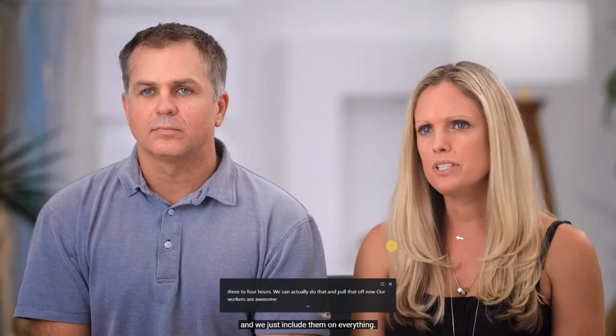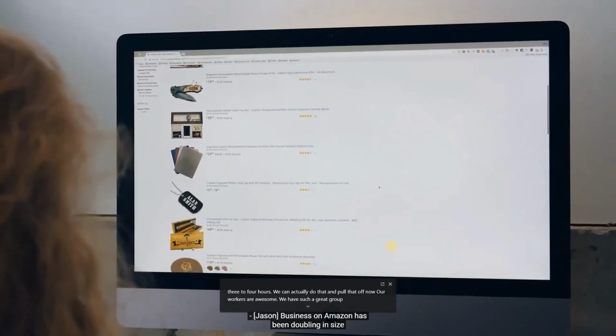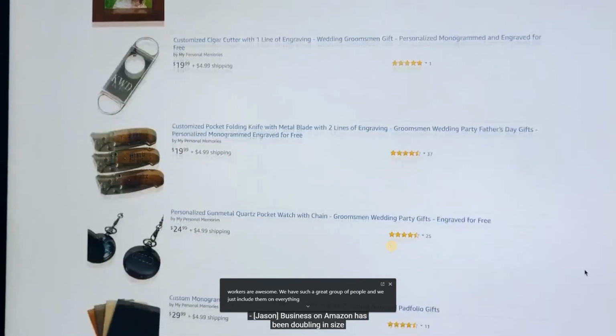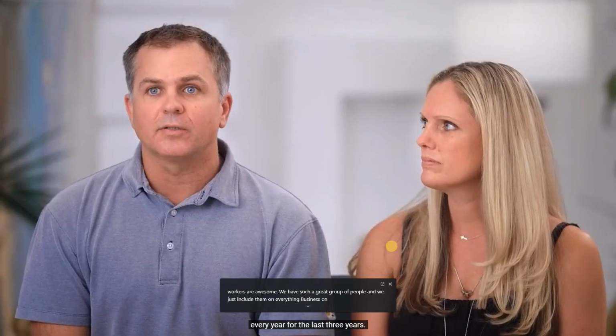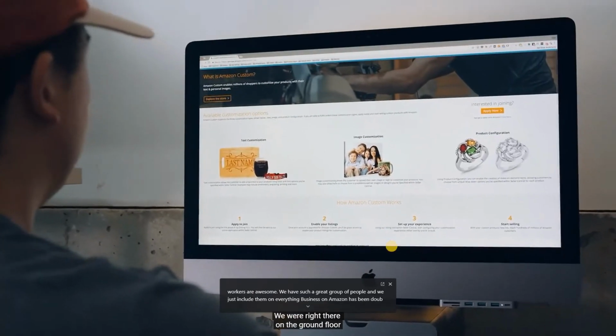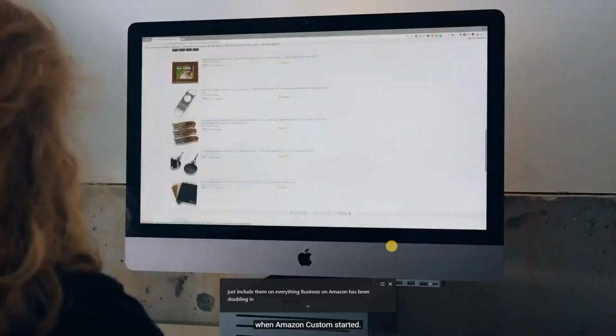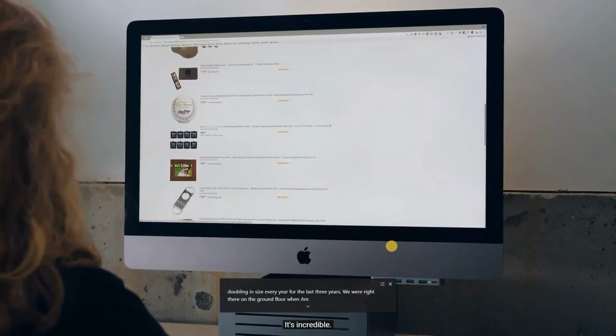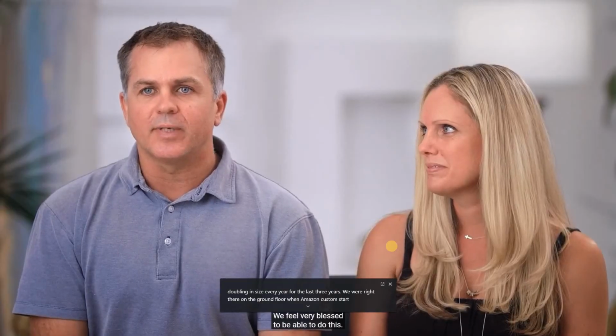Our workers are awesome. We have such a great group of people, and we just include them on everything. Business on Amazon has been doubling in size every year for the last 3 years. We were right there on the ground floor when Amazon custom started. The business really exploded from there. It's incredible. We feel very blessed to be able to do this.